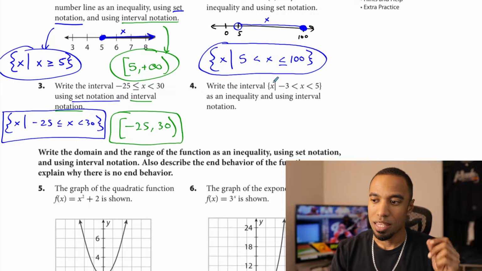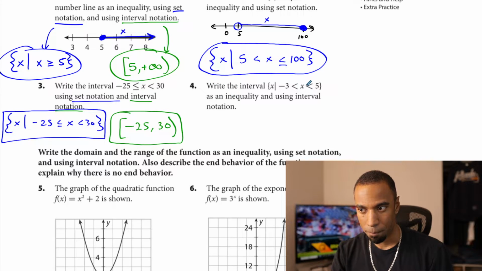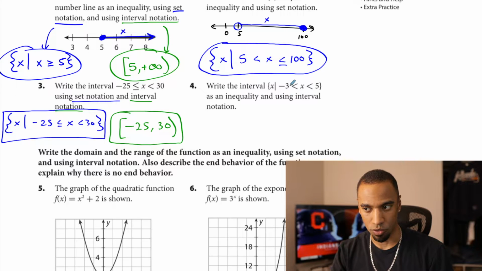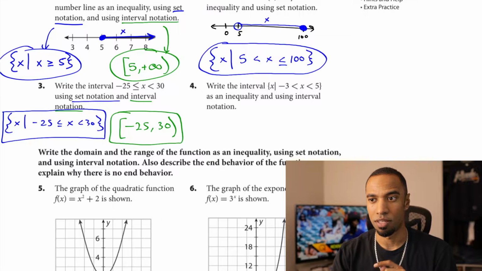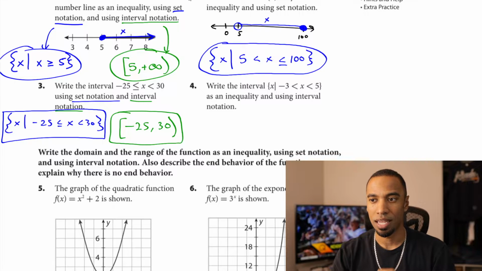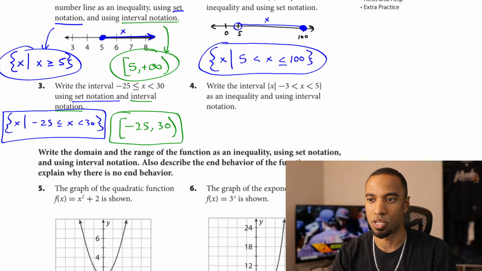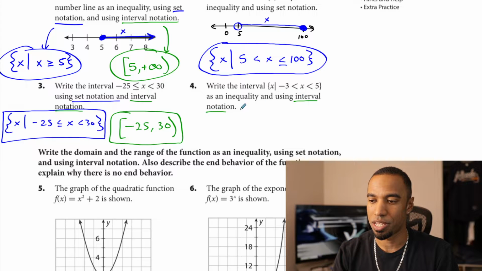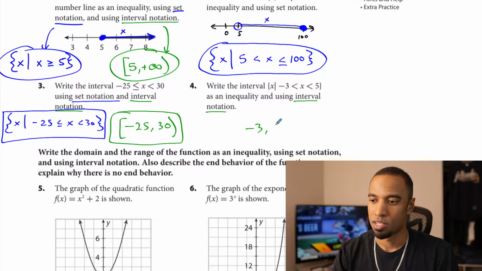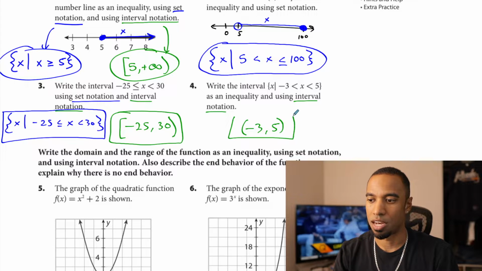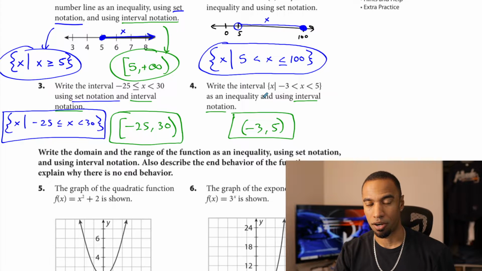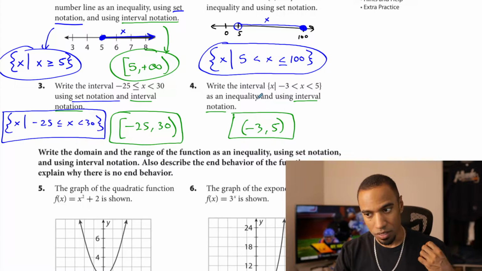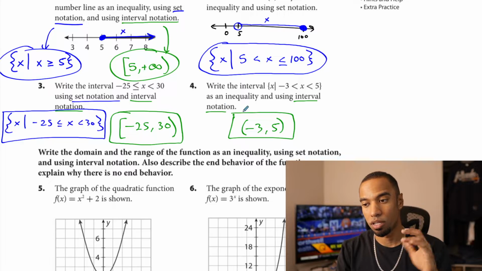So number 4, this is set notation, and we're going to write it in interval notation. X is between negative 3 and 5, both exclusive. They are not included in this when we talk about interval notation. So interval notation here from negative 3 to 5, neither are included, so I'm going to use parentheses around that. And no, that is not an ordered pair. That is just simply from negative 3 to 5.